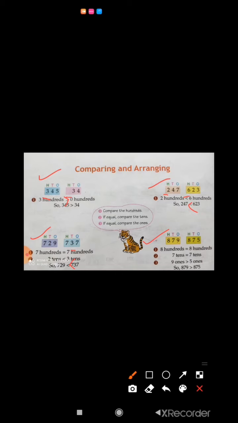Now next, here the question is 879 and 875. If we compare the first number, on both the numbers hundreds place are equal. Okay, this is equal. Now you have to go to tens next.